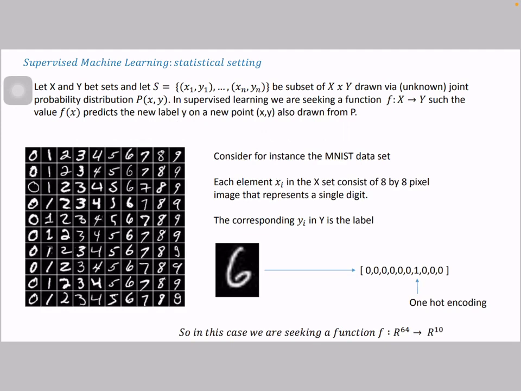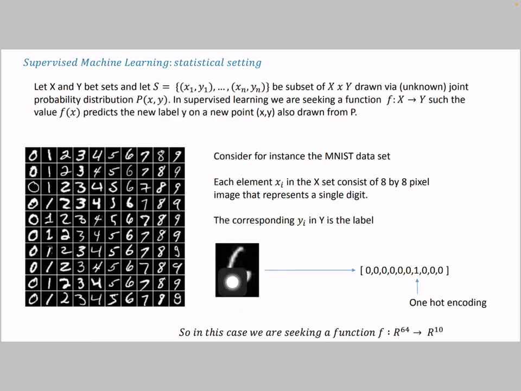For the purpose of this talk, we will only consider classification supervised machine learning problems. And in this case, usually the set Y is a finite set, and each yi corresponds to a label associated with the point xi. An example that is usually considered is the MNIST dataset. Here each xi corresponds to an image of a digit, and each yi corresponds to the label of that image.